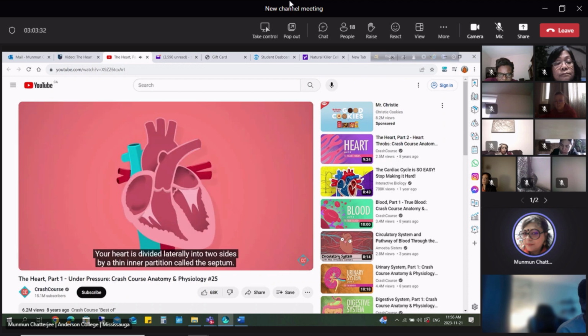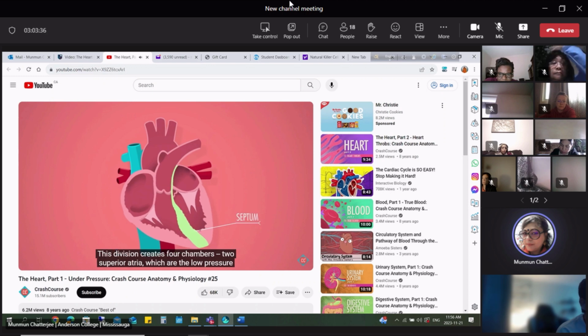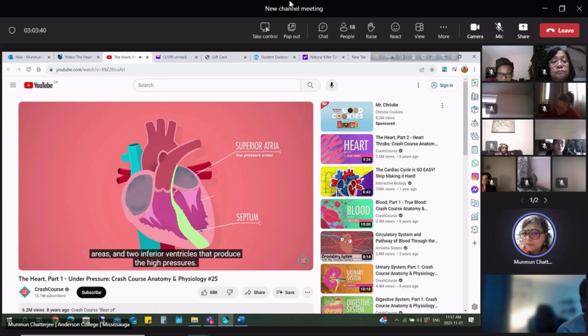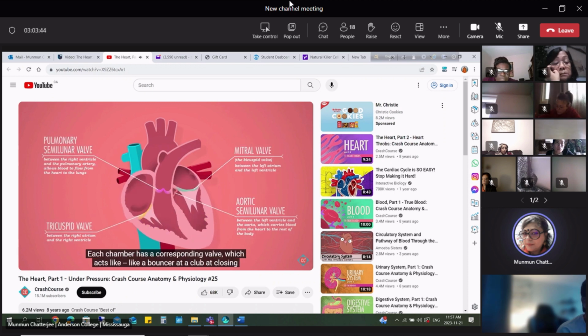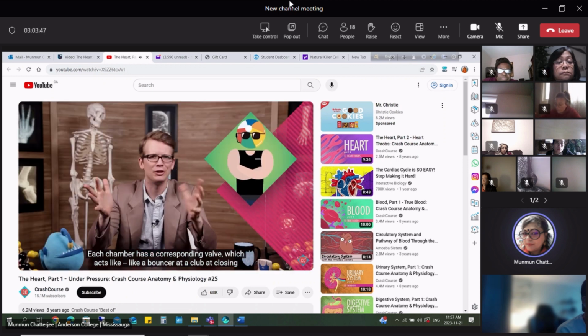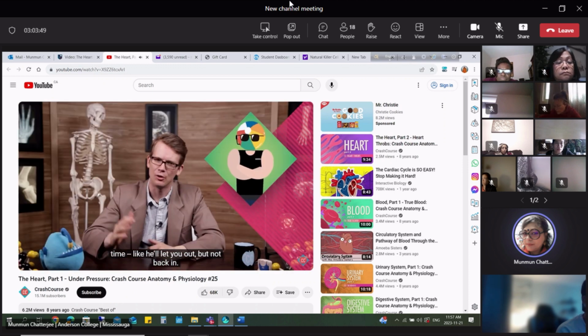Your heart is divided laterally into 2 sides by a thin inner partition called the septum. This division creates 4 chambers, 2 superior atria, which are the low pressure areas, and 2 inferior ventricles that produce the high pressures. Each chamber has a corresponding valve, which acts like a bouncer at a club at closing time, like he'll let you out, but not back in.